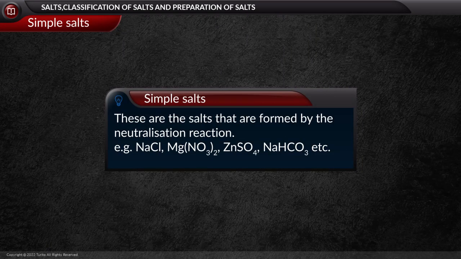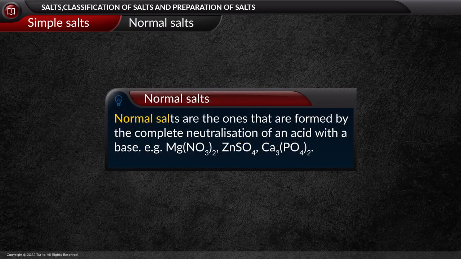Firstly, simple salts. These are the salts that are formed by the neutralization reaction. For example, sodium chloride, magnesium nitrate, zinc sulfate, sodium bicarbonate, etc. Further, normal salts are the ones that are formed by the complete neutralization of an acid with a base. For example, magnesium nitrate, zinc sulfate, calcium phosphate.